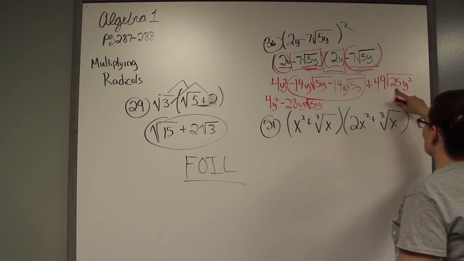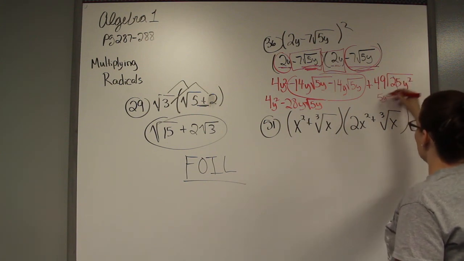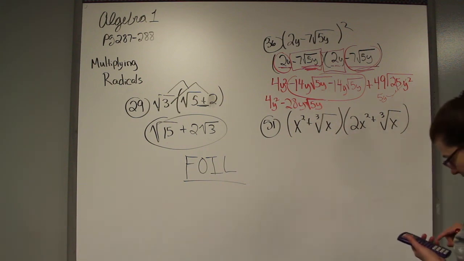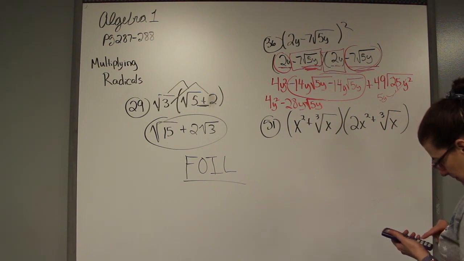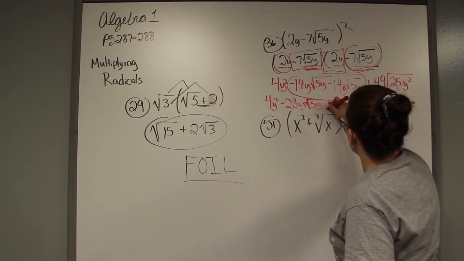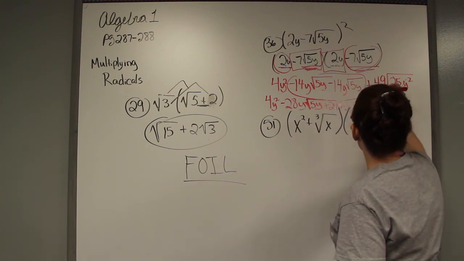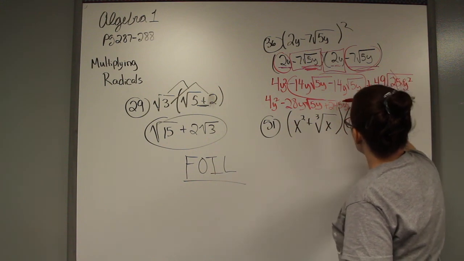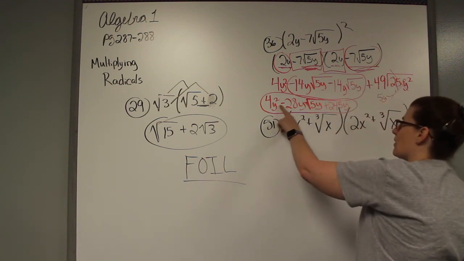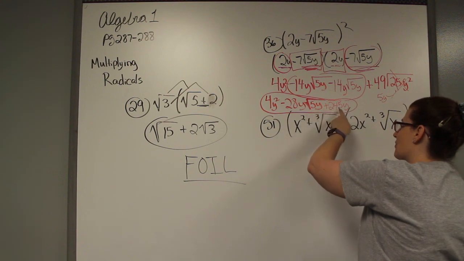The square root of 25 is 5. 5's got to come out. Square root of y squared is y. That's got to come out. So 49 times 5 is 245 plus 245y. I brought that y out and that's gone. So my answer is this trinomial, 4y squared minus 28y times radical 5y plus 245y.